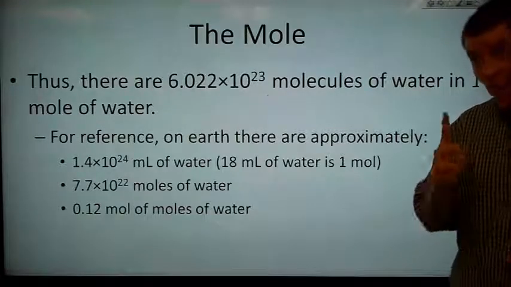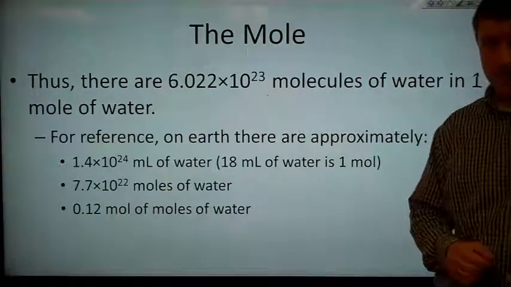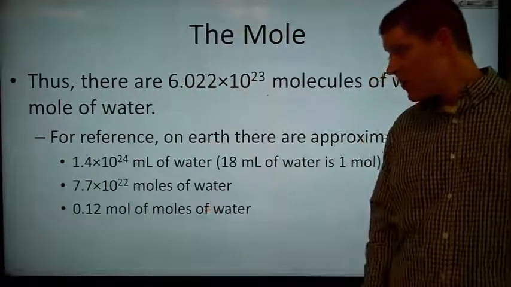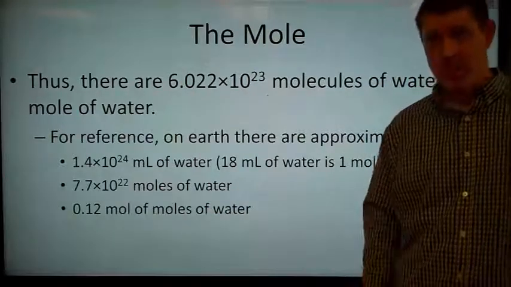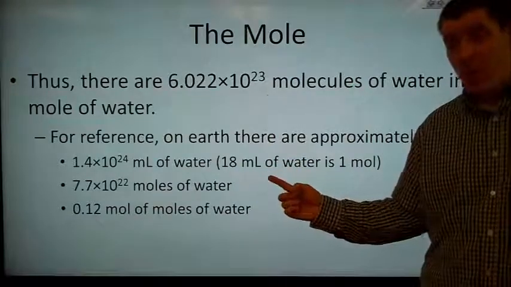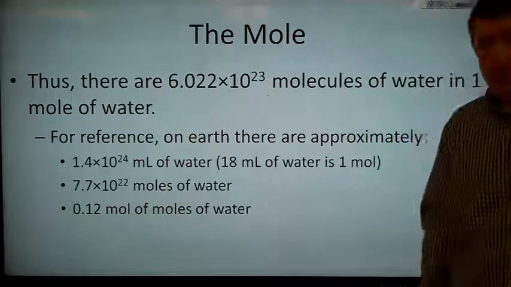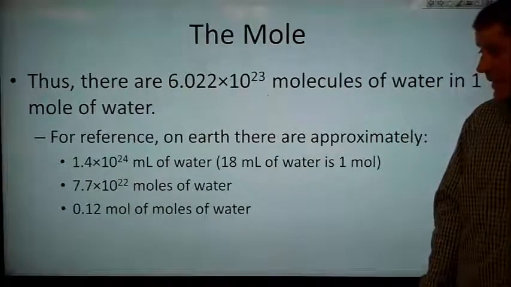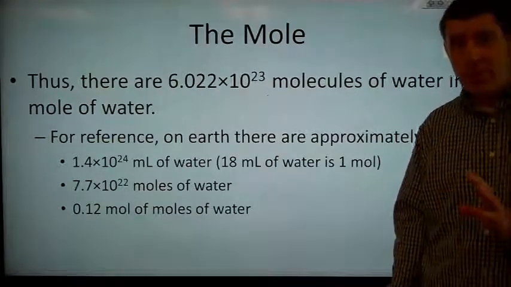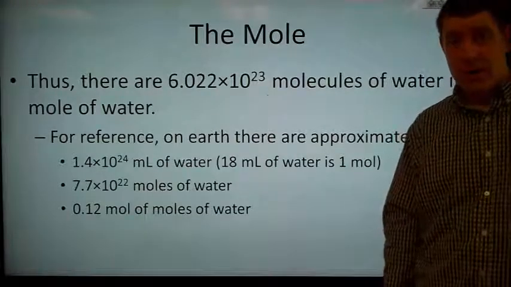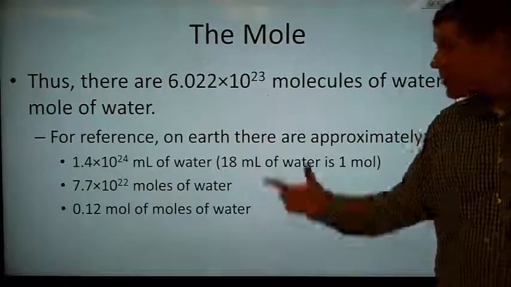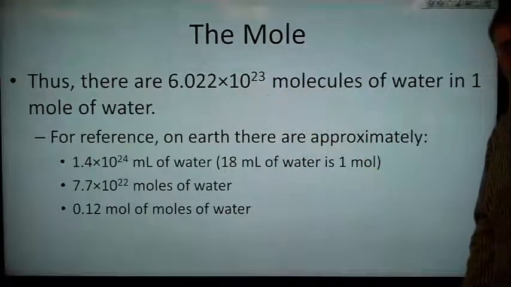So we don't even have 1 mole of moles of water on Earth. We have about 1/8 of that. We have 0.12 moles of water. Now, that's only 18 milliliters of water. So we don't even have a mole worth of 18 mils of water. That is tiny. We have roughly 1 mole's worth of milliliters of water on Earth. So, that's a huge number. 6.022 times 10 to the 23 is a very, very large number.